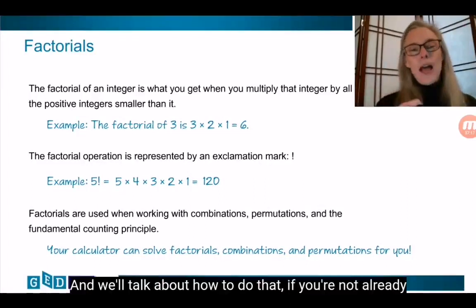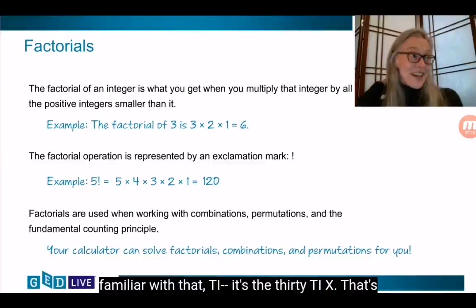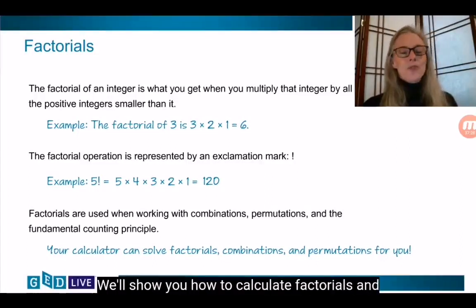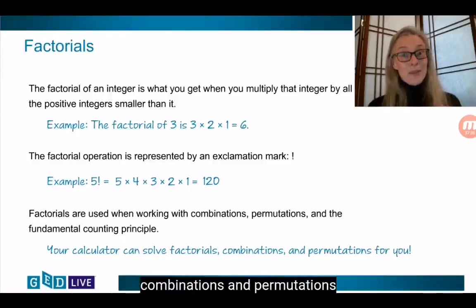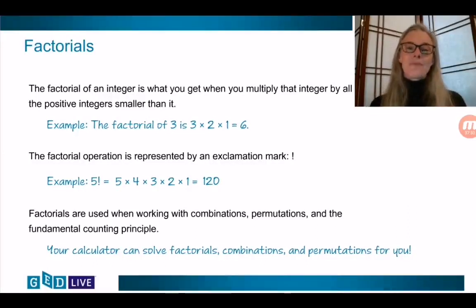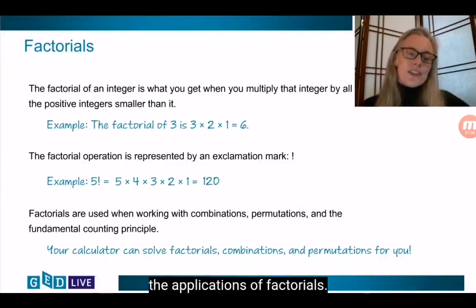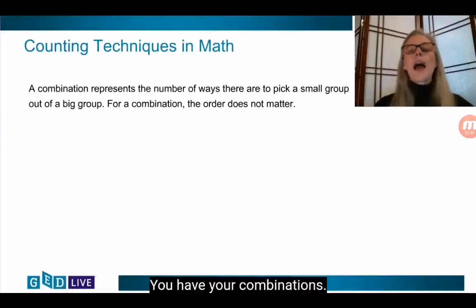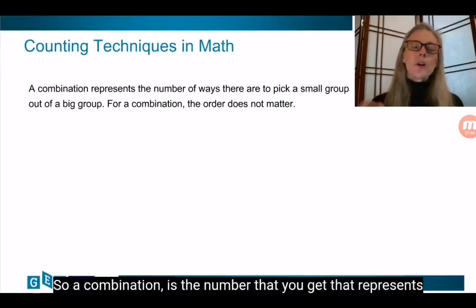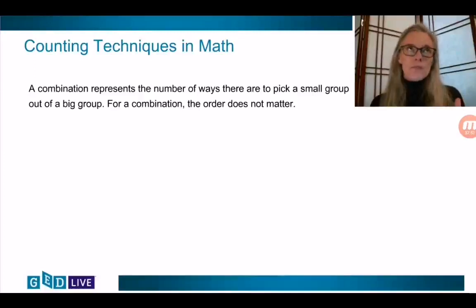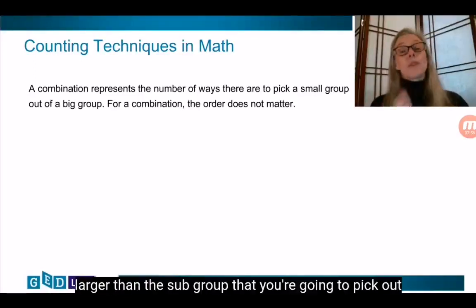But the nice thing about factorials is that your calculator will actually do factorials for you. And we'll talk about how to do that. If you're not already familiar with it, it's the TI-30XS, that calculator that you'll be using on test day. We'll show you how to calculate factorials and combinations and permutations using your calculator. So let's take a look at some of the applications of factorials. You have your combinations. A combination is the number that represents how many different ways you can pick a subgroup out of a large group of items, and by large I just mean larger than the subgroup that you're going to pick out of it.